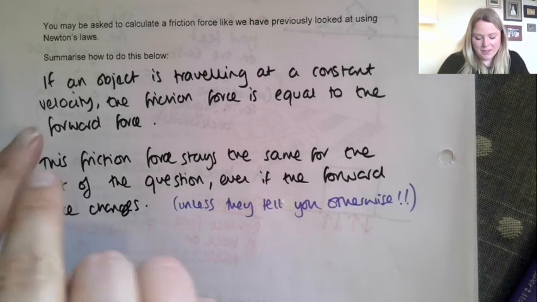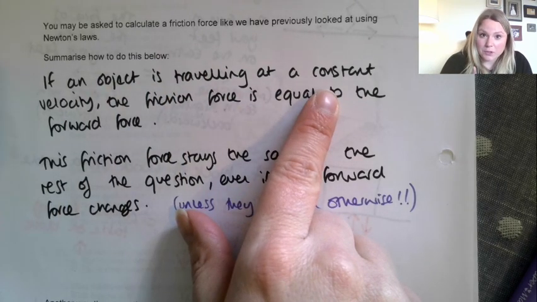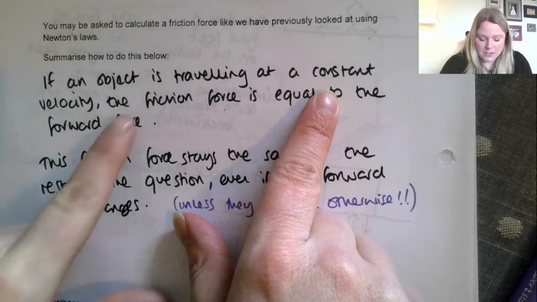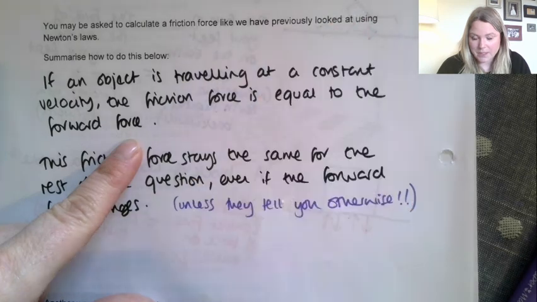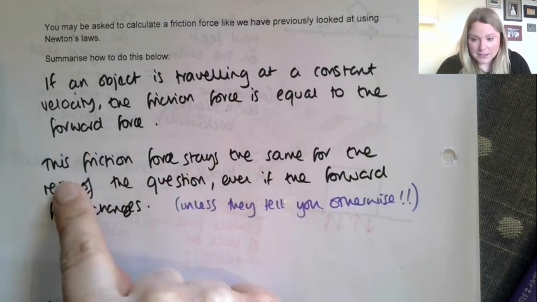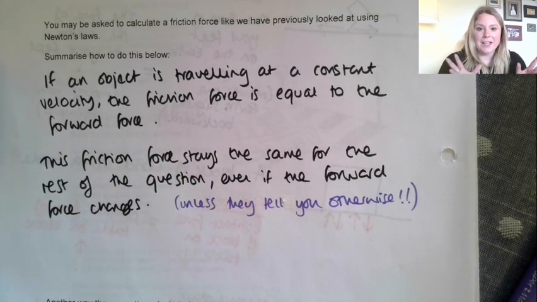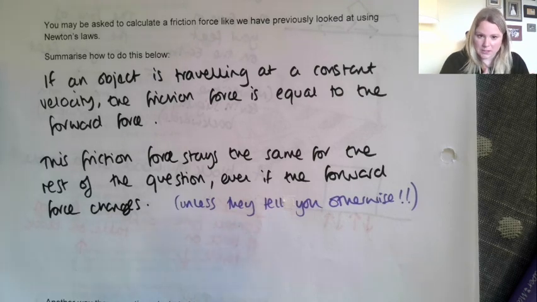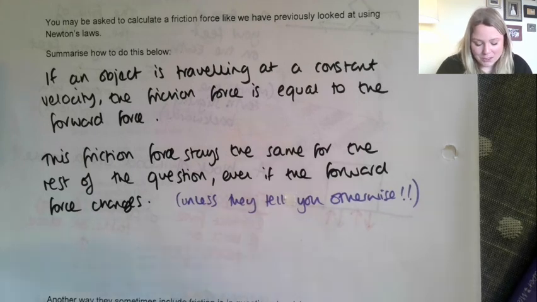So, if an object is travelling at a constant velocity, Newton's first law applies, the forces have to be balanced. So that means the friction force is going to be equal to the forward force, right? Now, this bit here is the bit that always catches people out. This friction force stays the same for the rest of the question, even if the forward force changes. Now, I have put in a wee disclaimer there, unless they tell you otherwise in the question, which I hope they don't, because that'll just throw a spanner in the works and add extra confusion.